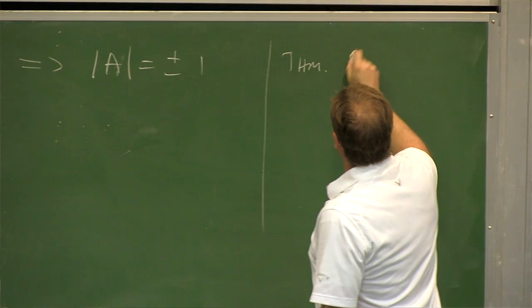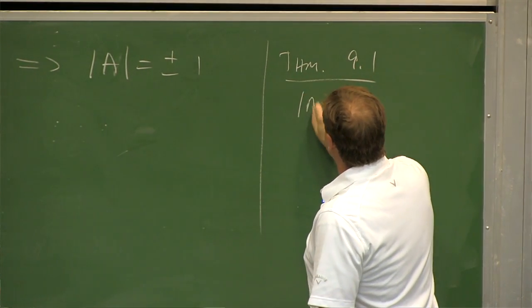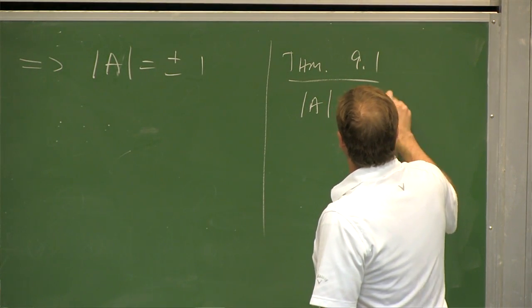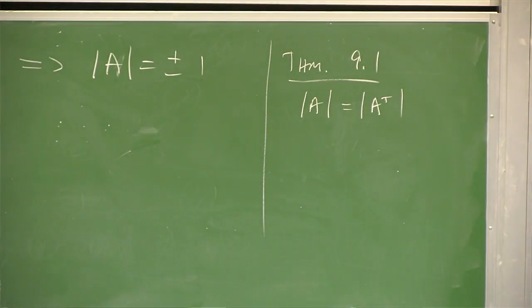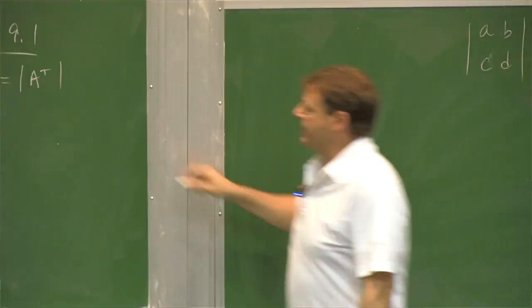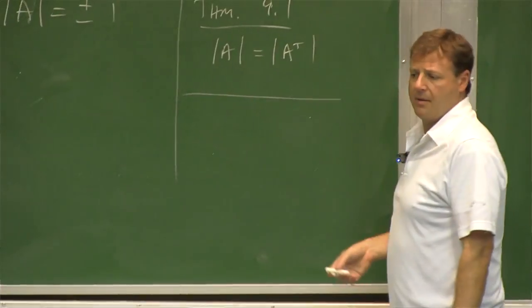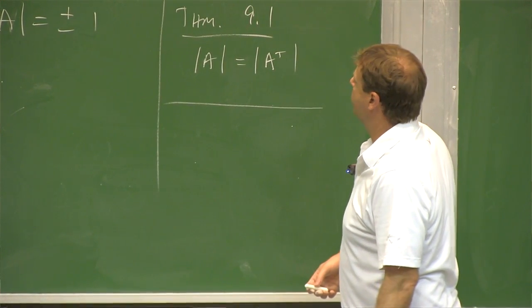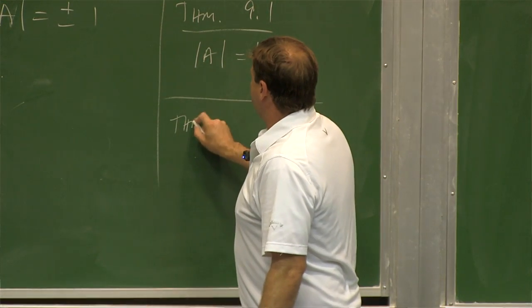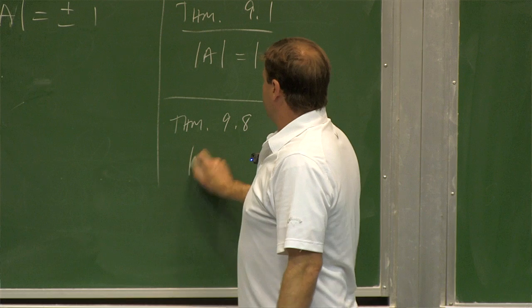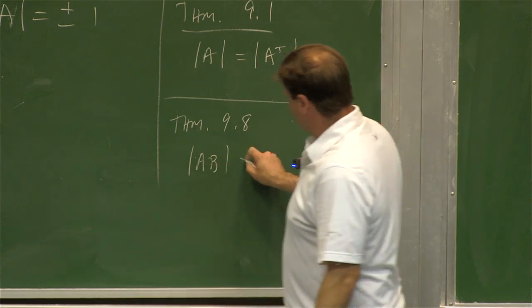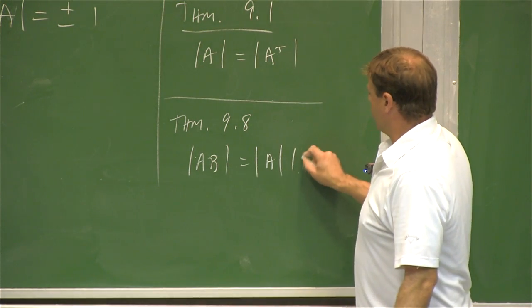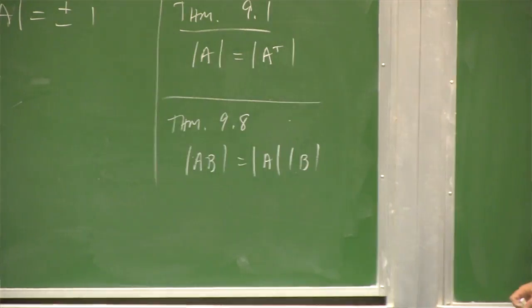There's theorem 9.1, which said the determinant of A is equal to the determinant of the transpose. I don't know how I'm going to use this, but I'm just collecting things that look like I might use them or they might be useful. We also had theorem 9.8 that says if you have the product of two, then that's the same as just doing the product of the determinants.